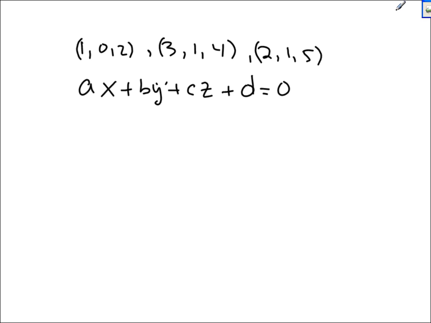So, we want this to have an infinite number of solutions. All of these 3 points are distinct, not the same. One is not a multiple of the other. Okay, they don't all 3 lie on a straight line. If you have 3 points in space or on the blackboard, if they lie on a straight line, well then you have an infinite number of planes.